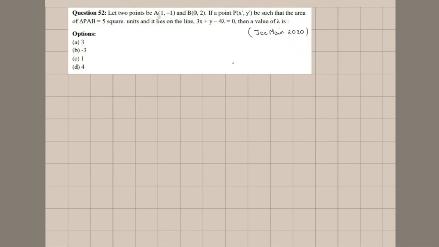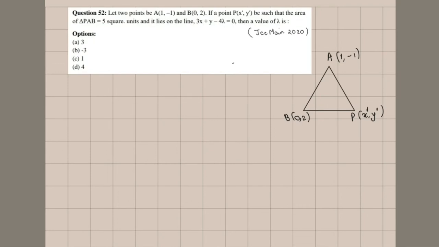Let two points be A (1, minus 1) and B (0, 2), and there is a third point which we need to find, say x dash comma y dash, such that the area is 5. So A is (1, minus 1), B is (0, 2) and C, that is P, is (x dash, y dash). So the area is 5 and it lies on the line 3x plus y minus 4 lambda equal to 0.